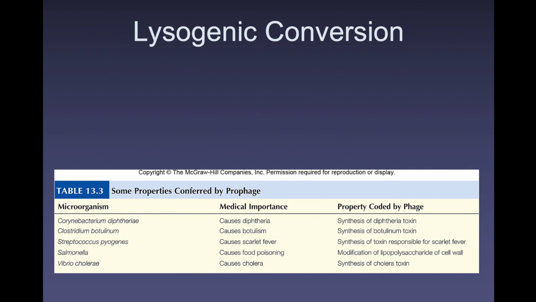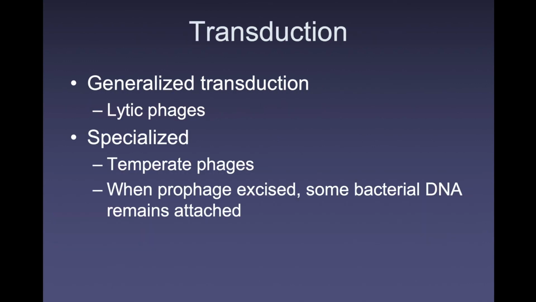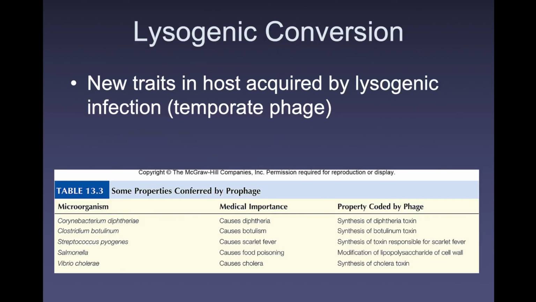The last thing to mention for these lysogenic stages is this concept of lysogenic conversion. And this is the concept that new traits in the bacterial host can be acquired through that phage DNA that's incorporated into that host chromosome. This is done with those temperate phages in the prophage stage, right?